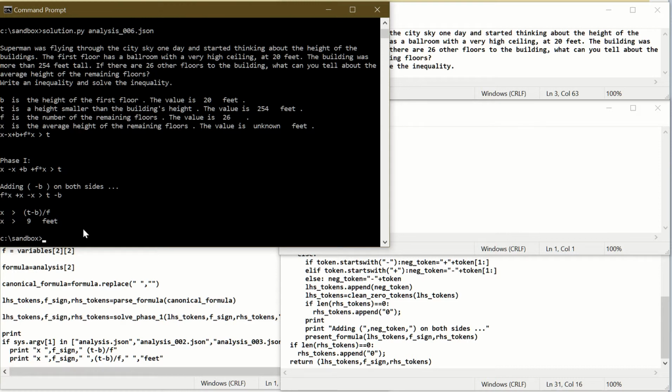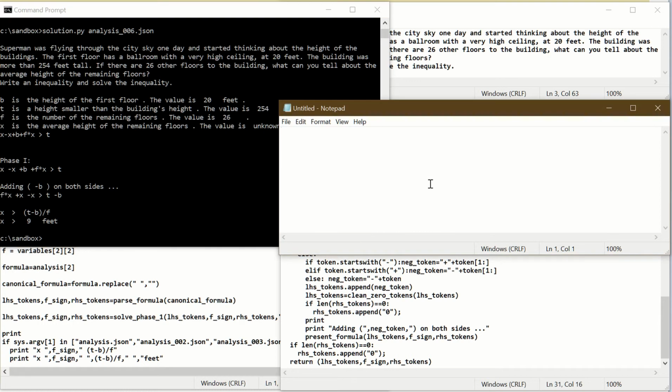I will start with the output of the phase 2 for the test case 6. So I will do it by hand. So at the end of the phase 2, we have this formula. So the first thing that I would do by hand is to put the right hand side and the left hand side in parentheses.